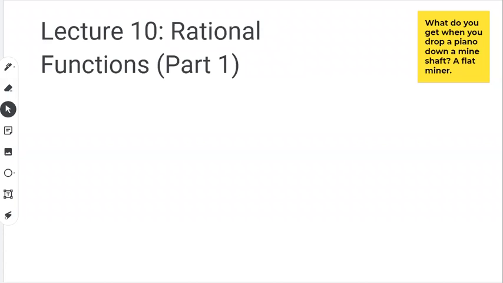Okay, today we're going to be doing Lecture 10. Lecture 10 is going to be on rational functions, and this is going to be part 1 of my 2-part lecture. All right, rational functions. So we're going to talk about what rational functions are, how they behave, and what the characteristics are of rational functions. So let's get started with the definition.